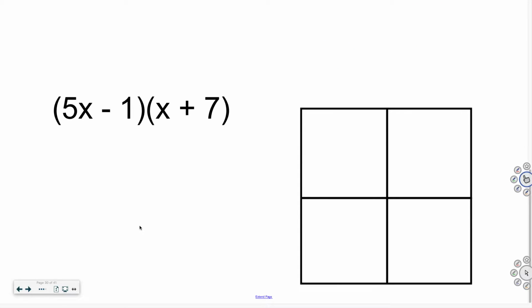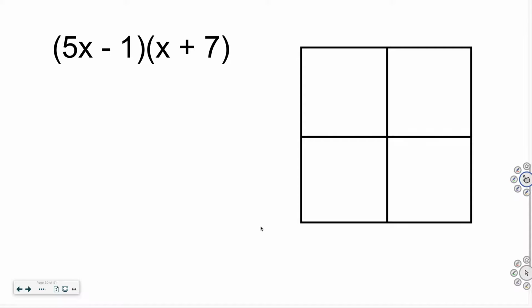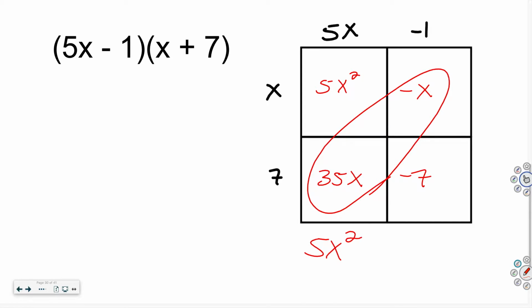Okay, here we have 5x minus 1 times the sum of x plus 7. All right, so 5x minus 1, x, 7. So 5x squared, minus x, 35x, minus 7. Again, add the two middle terms together. We get 5x squared plus 34x minus 7.